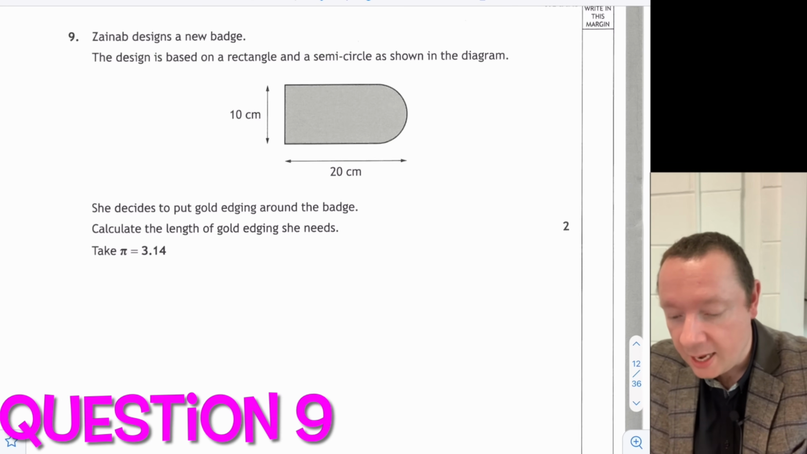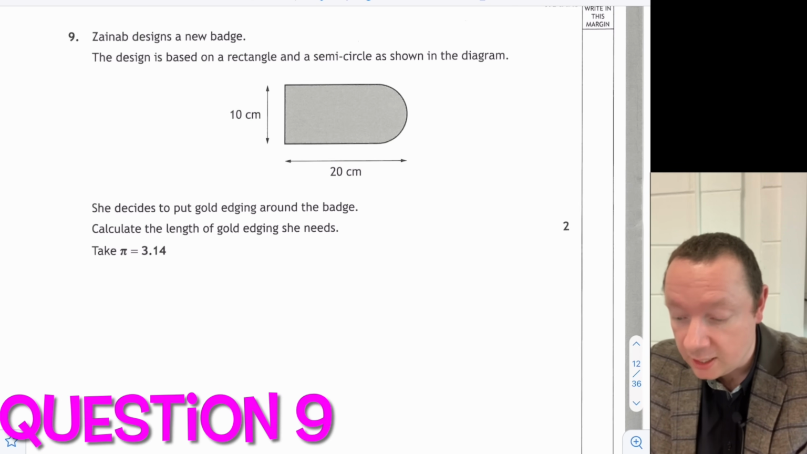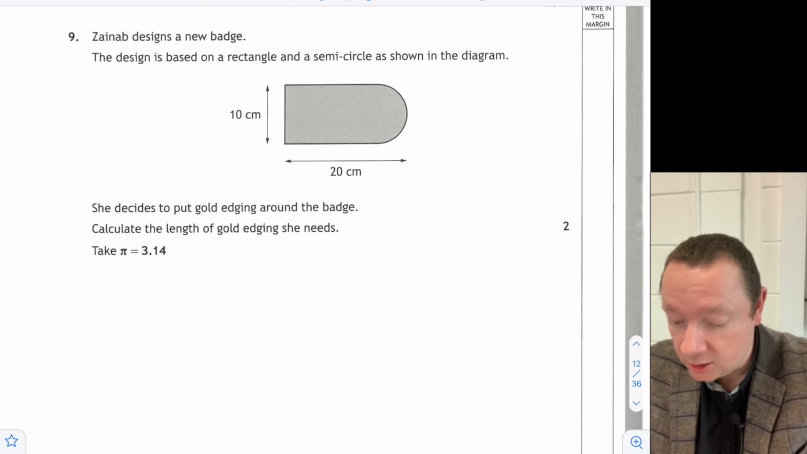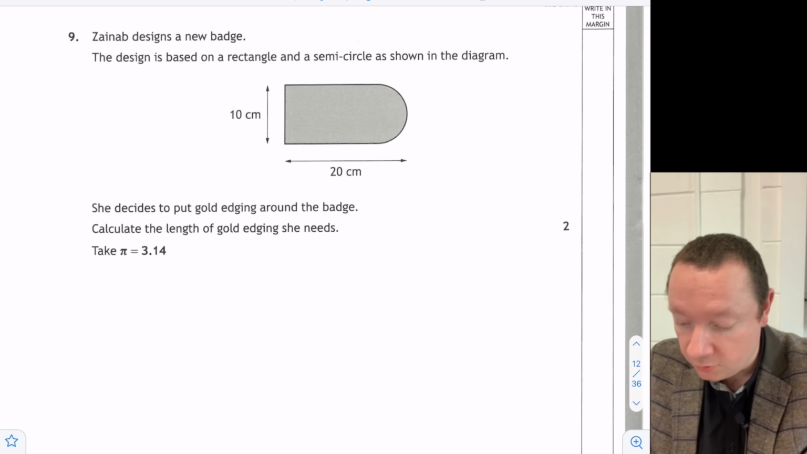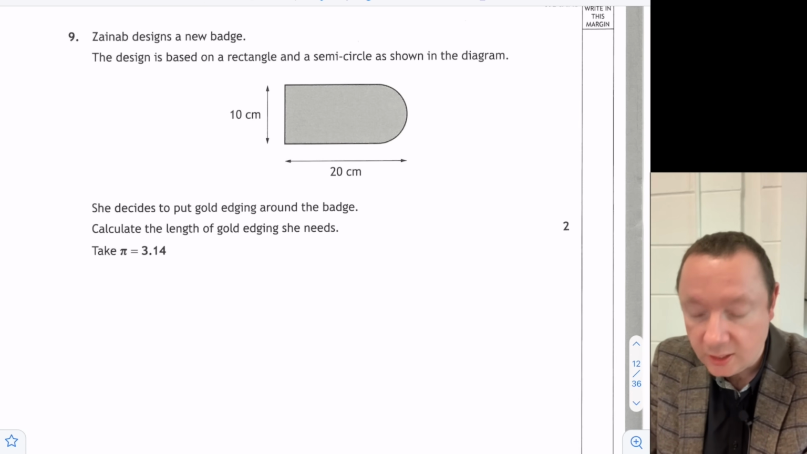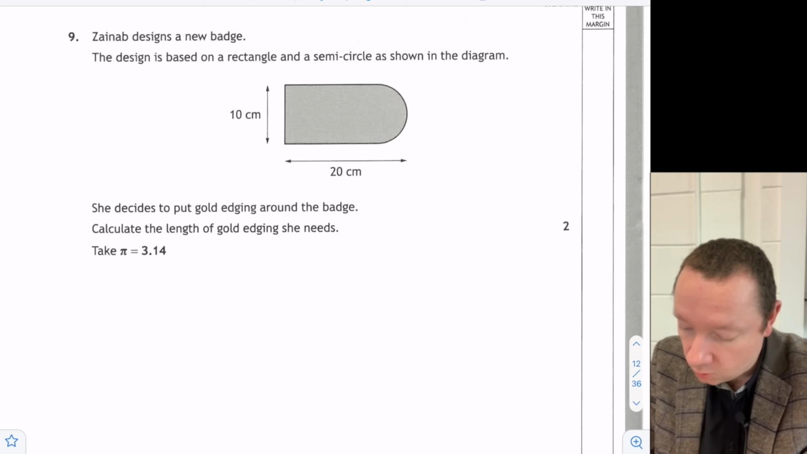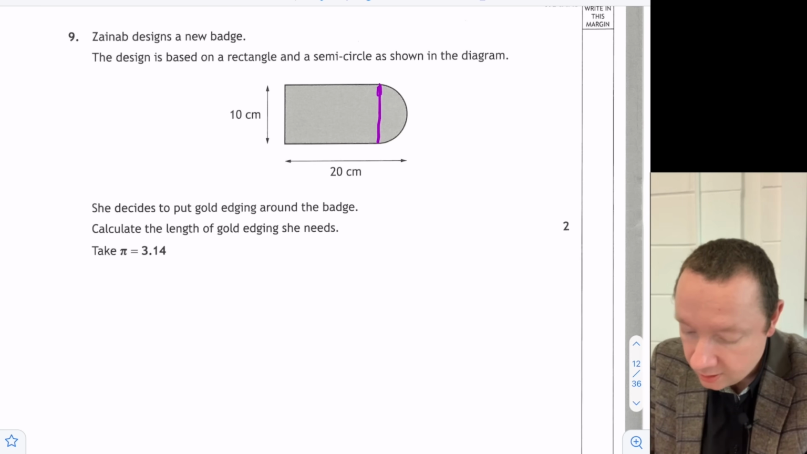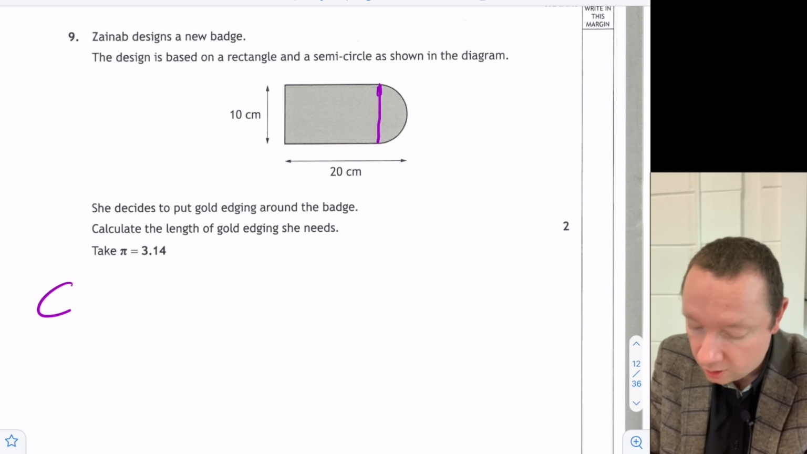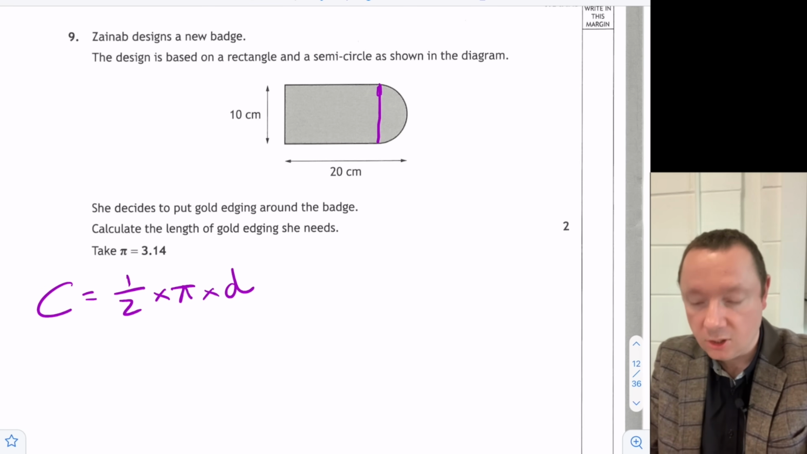Question 9. Zainab designs a new badge. The design is based on a rectangle and semicircle as shown in the diagram. She decides to put gold edging around the badge. Calculate the length of gold edging required. So if I draw a line here, you should be able to see the diameter is 10 and the circumference part is going to be 1/2 times pi times diameter because it's a semicircle.